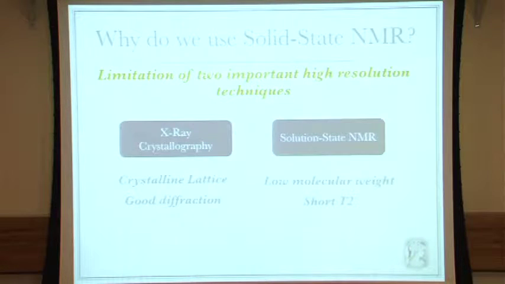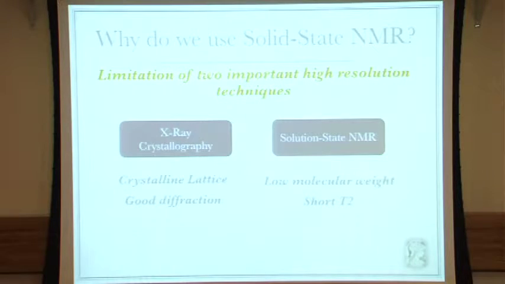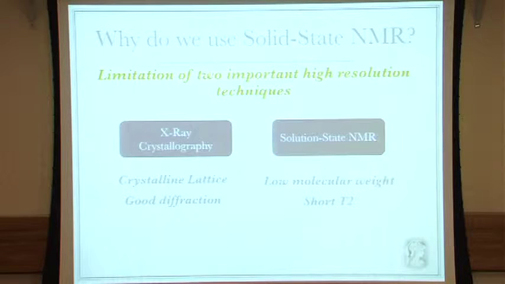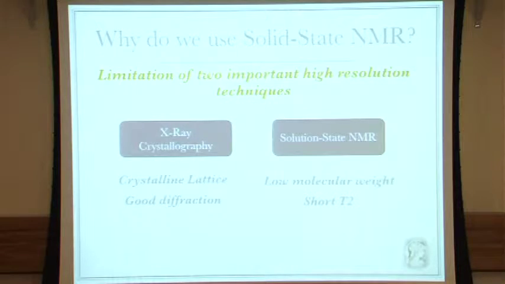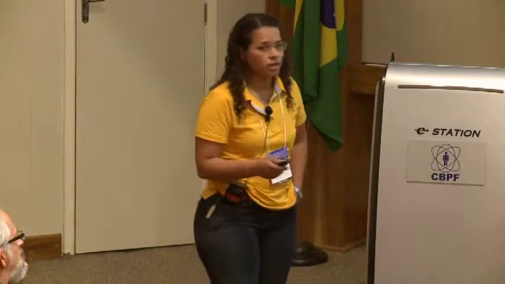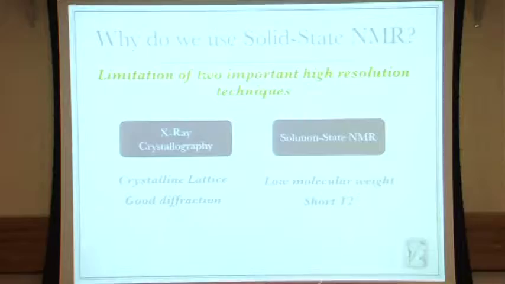If we're talking about solution state, we need to think about the molecular weight. If you are working with small peptides, small proteins, it's fine. You can get a good structure really fast. But if you increase the size, the tumbling of the sample will slow down, and you will have a problem with a short T2 that will increase the line broadening. This is a problem because your resolution will decrease and it becomes complicated to get structures. So if you are talking about huge complexes, it will be really complicated to use solution state NMR.